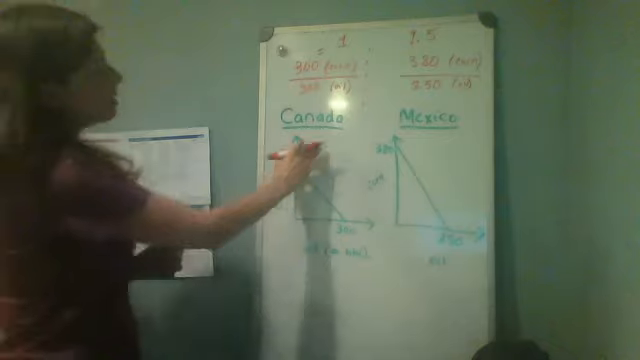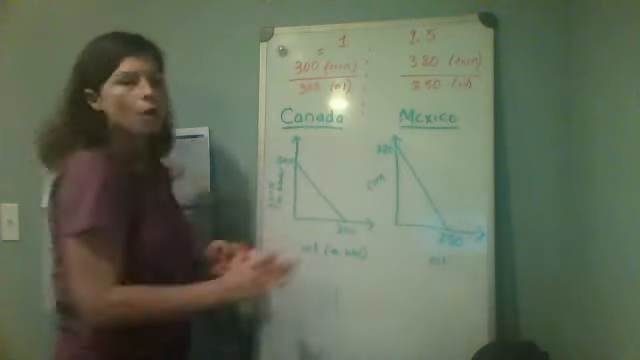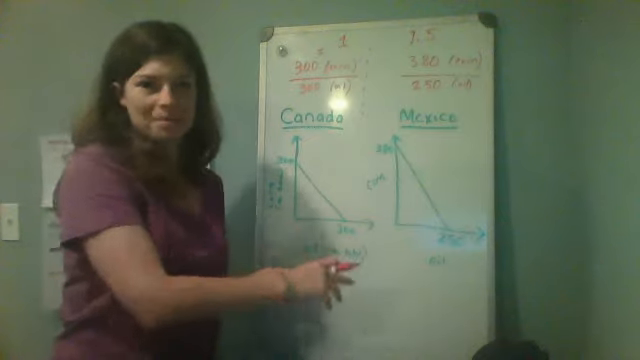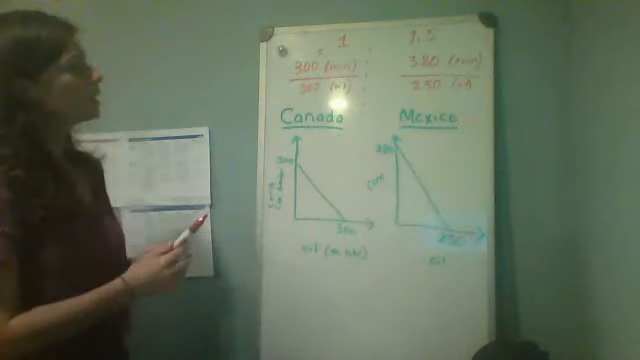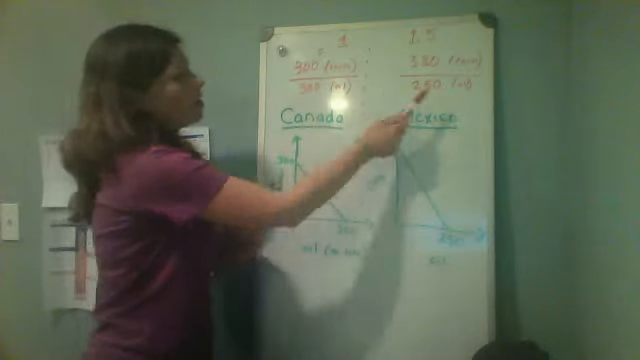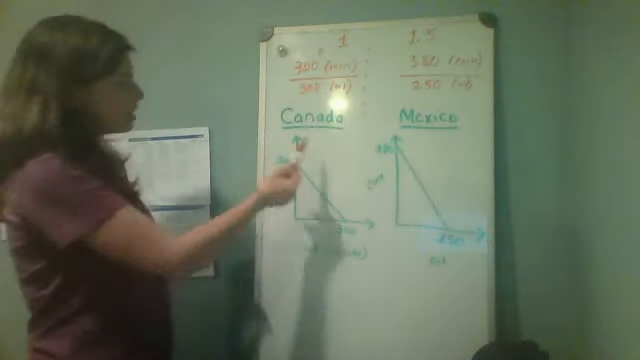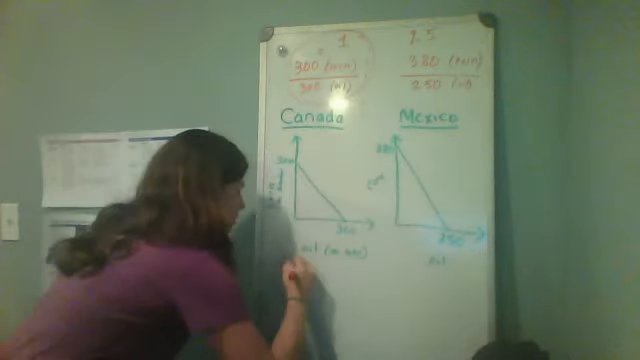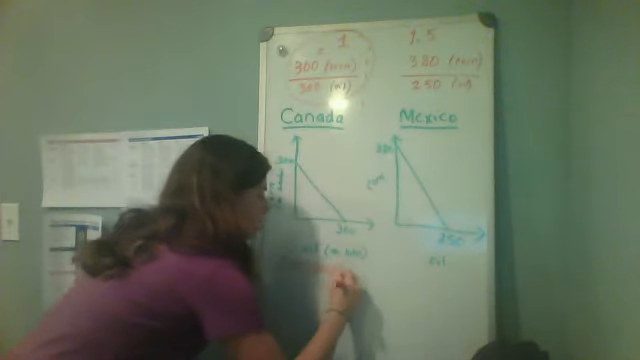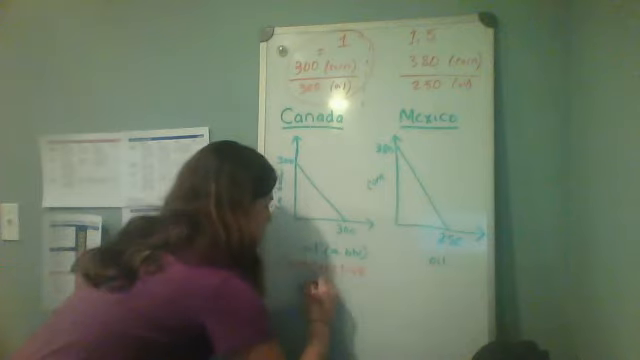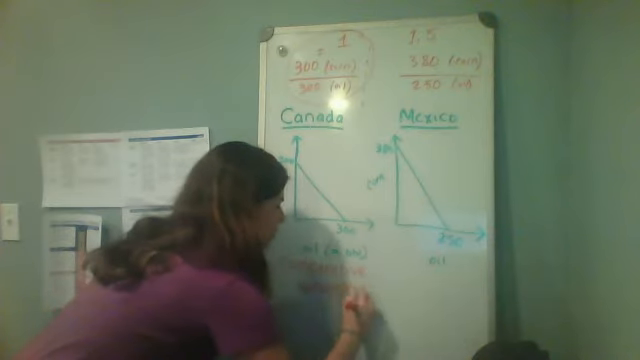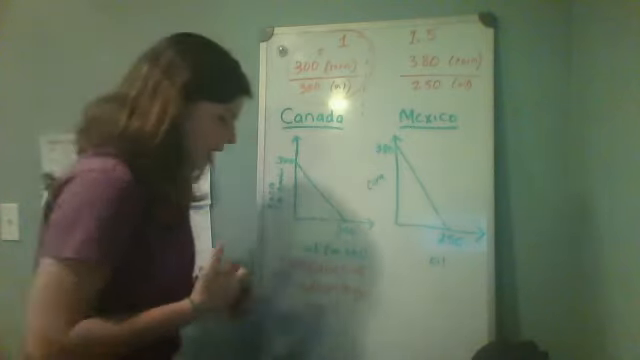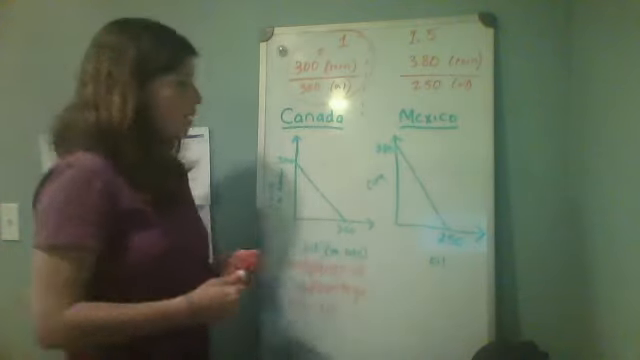So Canada can produce oil more cheaply when we think of it in terms of corn given up. They give up less corn to get their oil than Mexico would. So in this case, Canada has the comparative advantage in oil.